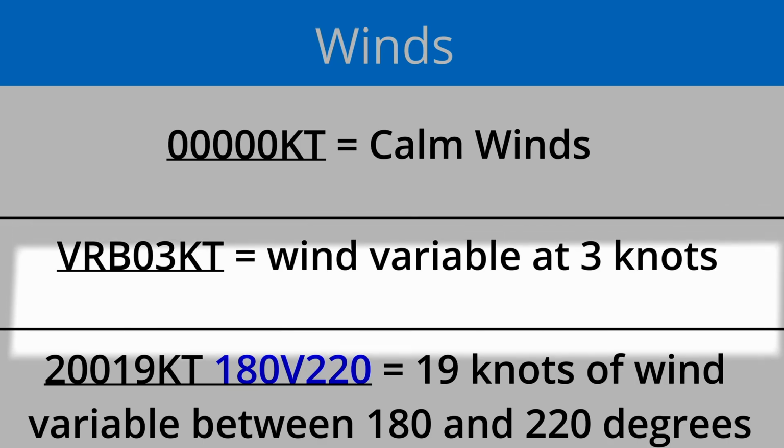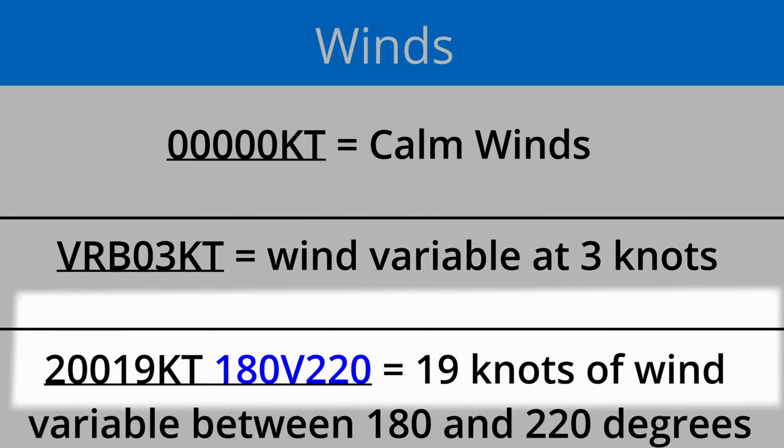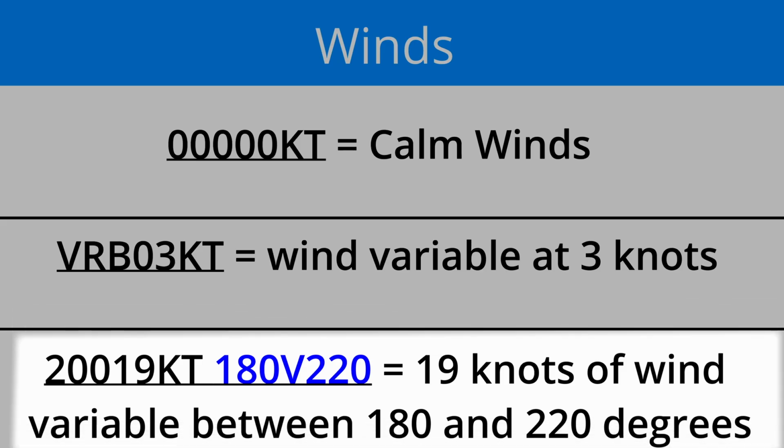If the wind is greater than 6 knots, then they will typically give you the range of where the wind is coming from. This will be put right after the wind section and will be true north headings with a V in between. So if we saw this on a METAR, then it will tell us that the wind is variable between 180 degrees and 220 degrees true north.